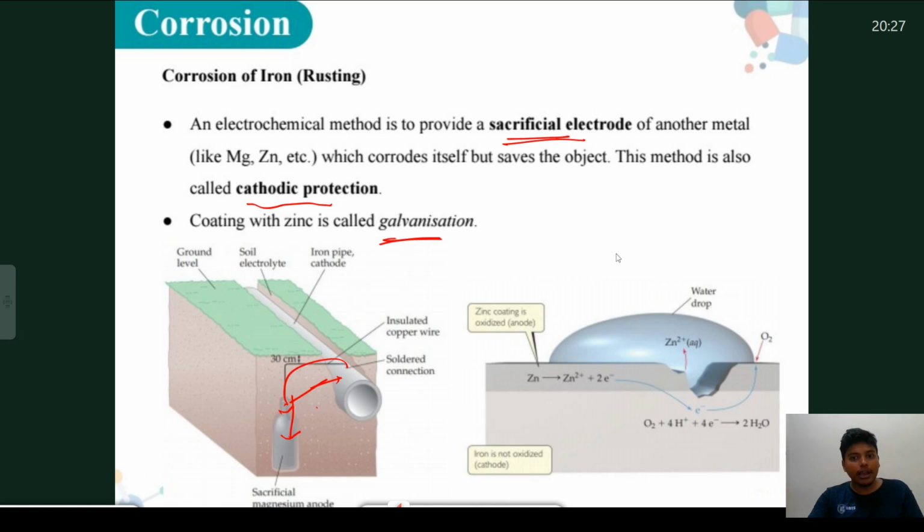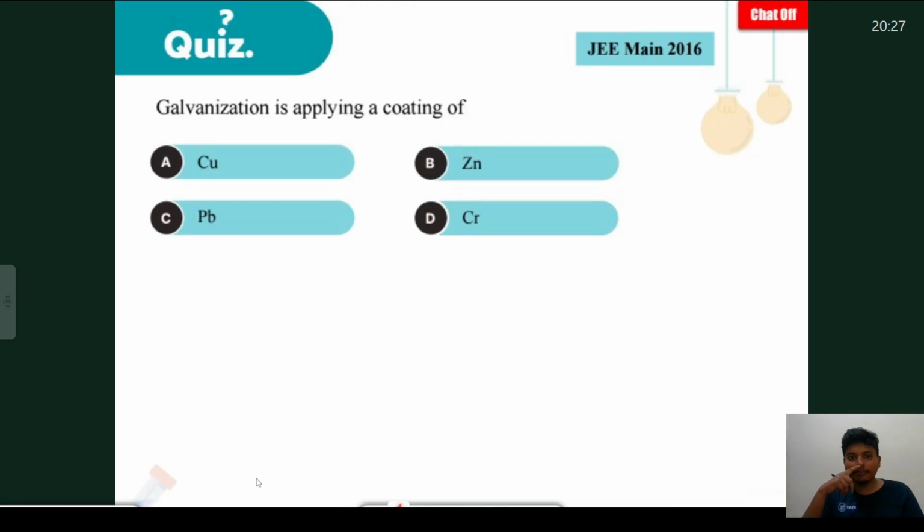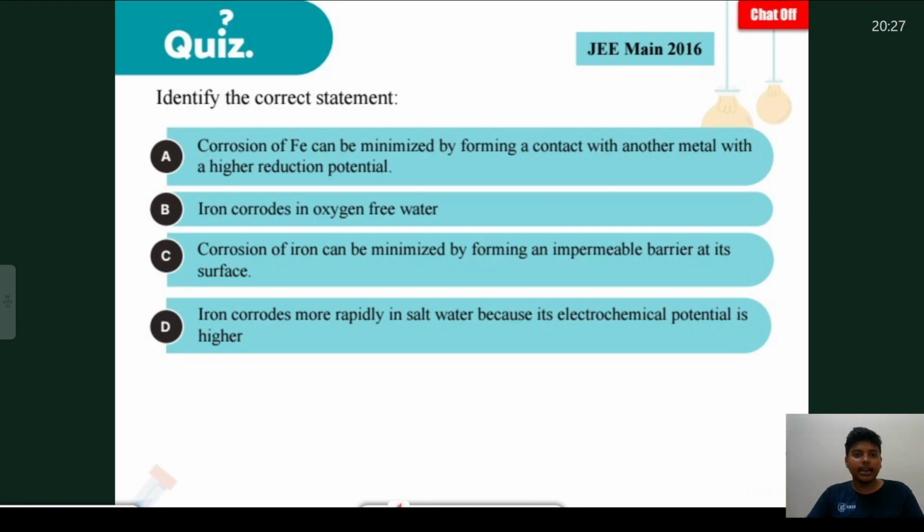Why? Because in the reactivity series, zinc is more reactive than iron. Yes or no? So zinc will react with oxygen, not iron. Understood? Galvanization is applied this way, with zinc only. Next, identify the correct statement.